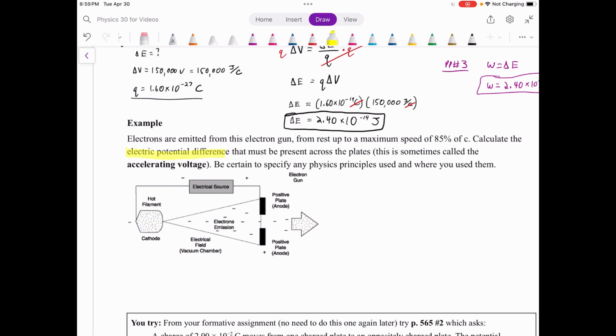So calculate the electric potential difference. What's another word for that? The electric potential difference? The voltage, right? That must be present across the plates. We sometimes call this the accelerating voltage. You can probably put together why, right? That voltage is going to be accelerating charges. The fact that there's a potential difference causes charges to accelerate. They lose that potential energy. It's converted to kinetic. They're accelerating. The same way a gravitational potential energy difference causes things to accelerate towards the Earth or whatever the source of the gravitational field is. So we want to calculate the voltage that must be present across the plates. Be certain to specify any physics principle used and where you use them.